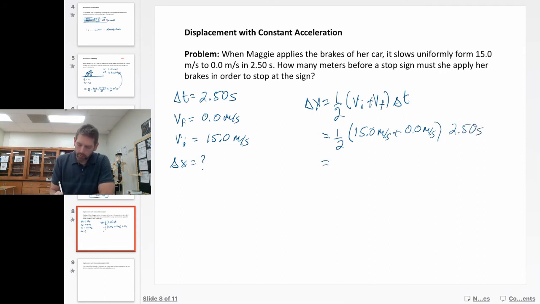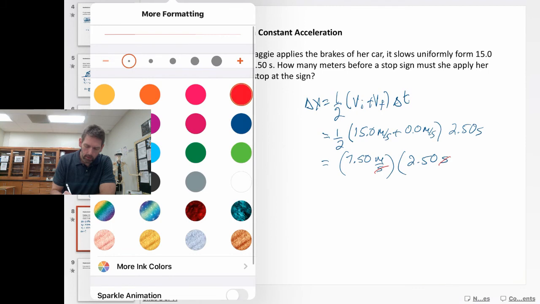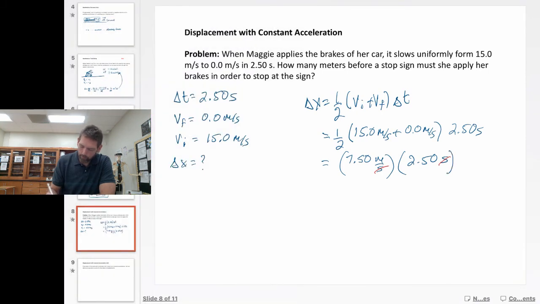Okay, so now that means we've got half of 15, so that gives us 7.50 meters per second times 2.50 seconds. We should be able to see that the seconds cancel out, right? Seconds units cancel out, so we're only left with meters. This is a good thing here, right? So we've got 7.5 times 2.5. That gives us 18.75 meters, right?